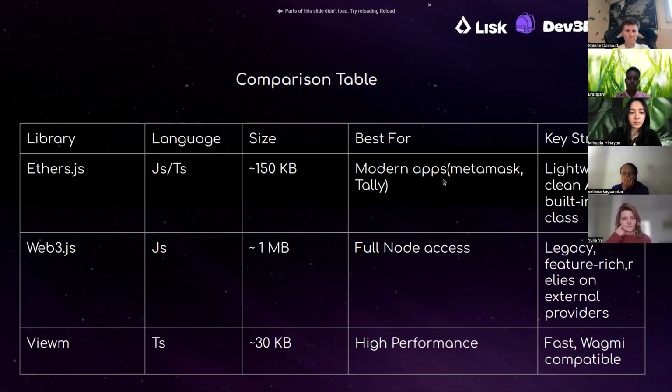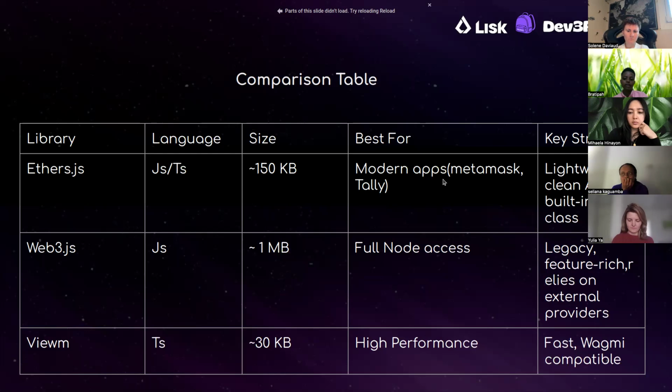Web3.js is mostly used for full node access. For example, if you want to create a node and you want that node to communicate with the front end side, most people use Web3.js. It's mostly used for heavy backend workload. And viem is used for high performance, mostly because people want to use it with TypeScript, and it's also WAGMI compatible. The difference between ethers.js and web3.js is that ethers.js has a built-in wallet class, while web3.js doesn't have an inbuilt wallet class.